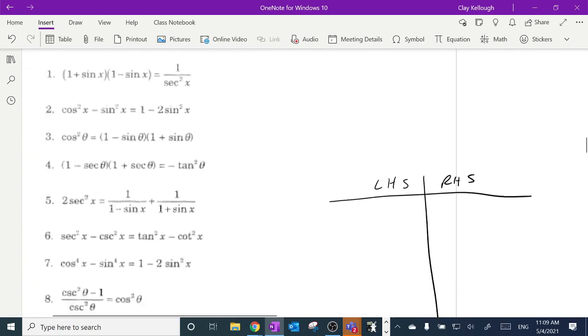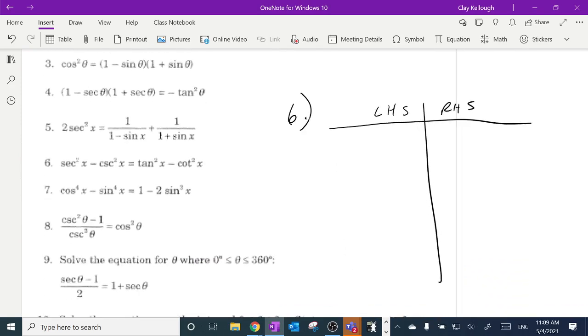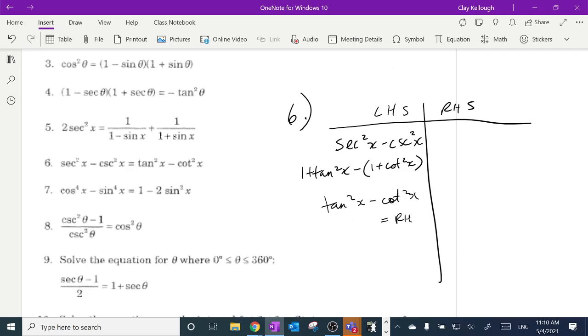Okay, now where were we? There we go. So for number 6, I would just say, okay, secant squared minus cosecant squared. Secant squared is 1 plus tan squared, minus cosecant squared, which is 1 plus cotangent squared x. And look at that, you get to the right answer right away, because 1 minus 1 cancels, and then you have tan squared x minus cotan squared x, which equals the right-hand side. Is there a way to do this proof if you'd switched everything to sines and cosines? Oh, probably, but that seems to get me there much, much faster.